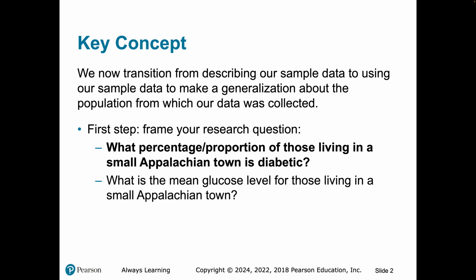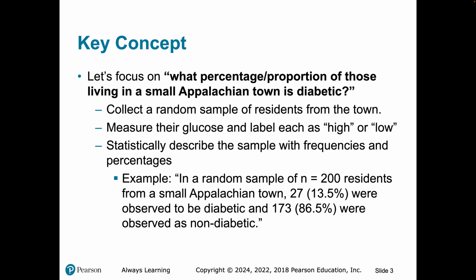So in this video, I'm going to focus on how we would answer the question, what percentage or proportion of those living in a small Appalachian town is diabetic? So first thing we would do, again, go out and collect a random sample. We'd measure the glucose level and label each as high or low. Probably not high or low, but more high or not high.